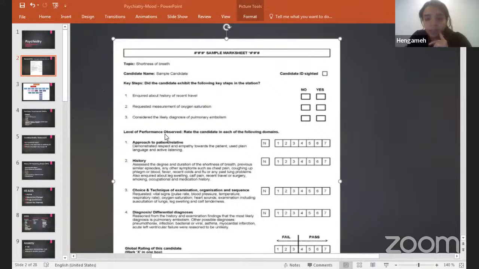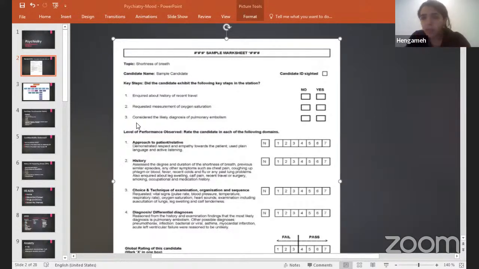And then we have key steps. So the key steps in the AMC exam are secret. The AMC doesn't publish it. So this is like a criteria we need to meet as a candidate in the exam. No one knows for each case what the key steps are. So in the shortness of breath case, key step number 1 is inquired about history of recent travel. So this is a key step. In order to pass, you have to ask this question for the shortness of breath case.